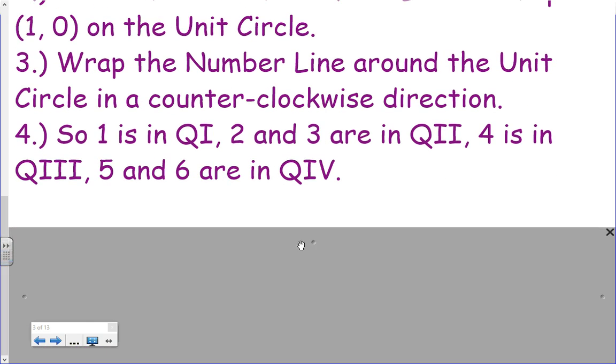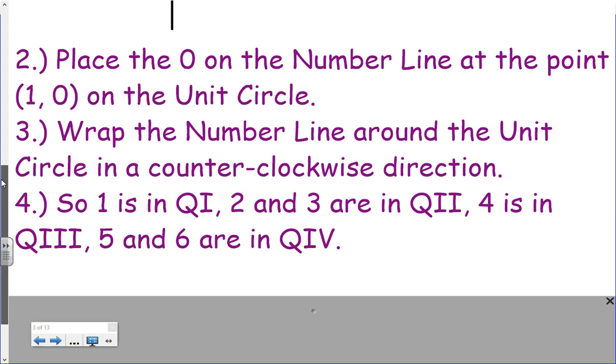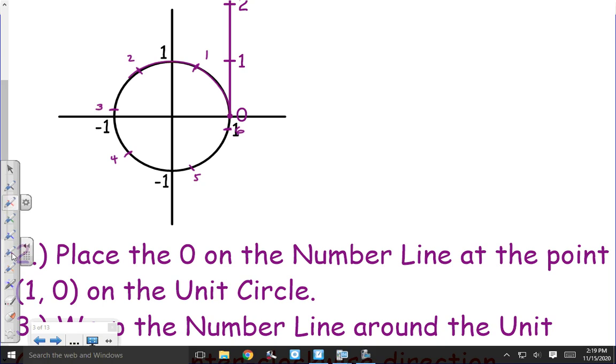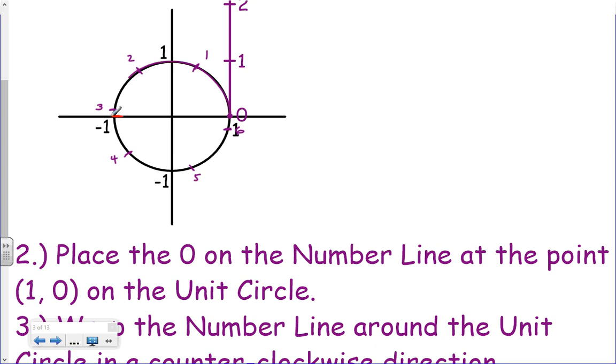I guess a couple of questions that you might have before we go on. If I'm wrapping this piece of string around my unit circle here, where am I at when I hit the x-axis over here? Or where am I at when I come back around and hit the x-axis over here? Where are those points at?